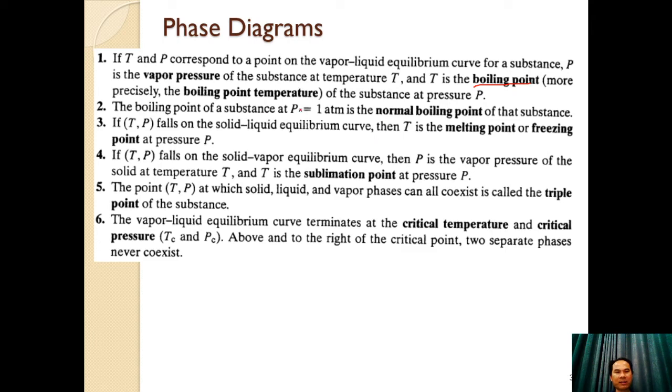Mostly for water and other liquids, the normal boiling point, we call the boiling point at 1 atm. Right? Boiling point is at 1 atm. And also the melting point and freezing point, I talked to you about already. And sublimation point, right? Melting point is from solid to liquid, or freezing point from liquid to solid. Sublimation is from solid to vapor. And triple point means the three phases, right? Solid, liquid, and vapor phases all exist at one point.